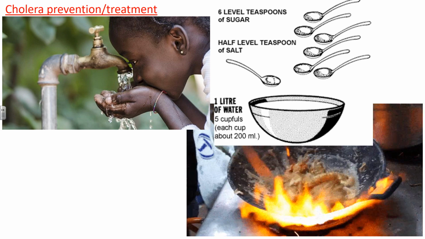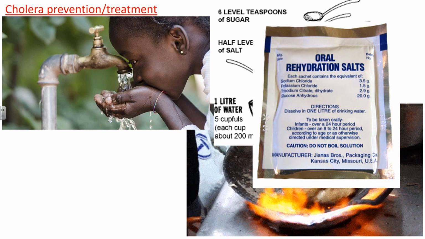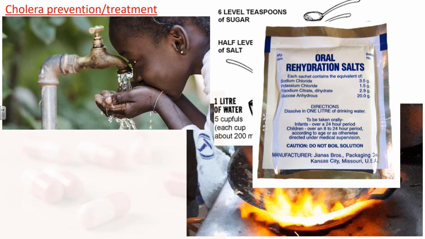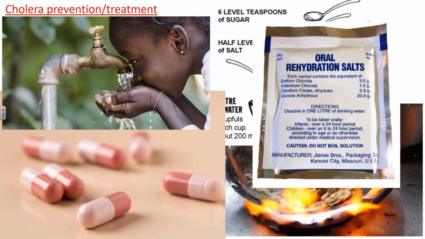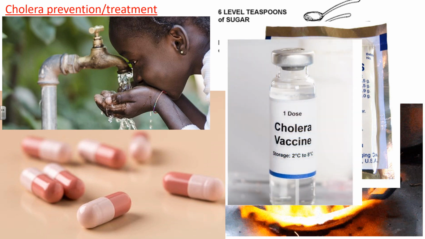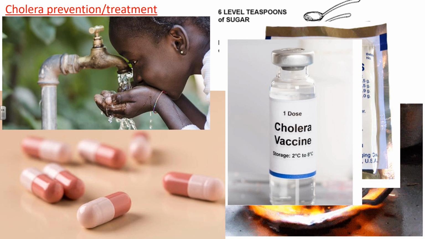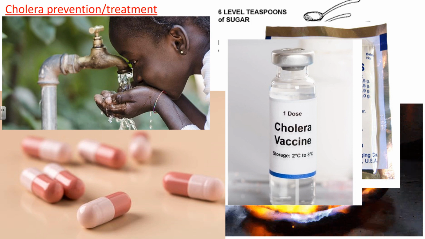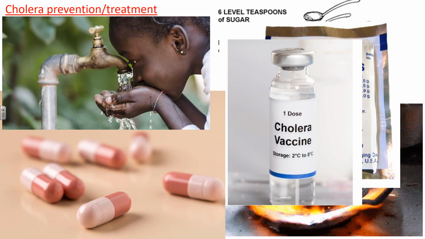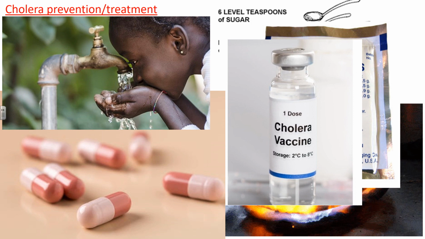You can either make it yourself, follow the method that you can see now, or you can buy packets of oral rehydration salts, and these are lifesavers. Antibiotics can be used, but it depends how quickly you catch the infection, and there is also a vaccine for it. But vaccines are expensive to administer to the population, and also, as you can see in this picture, they have to be stored at 2 to 8 degrees Celsius, and in some poor countries there is no ability to store vaccines at that temperature.